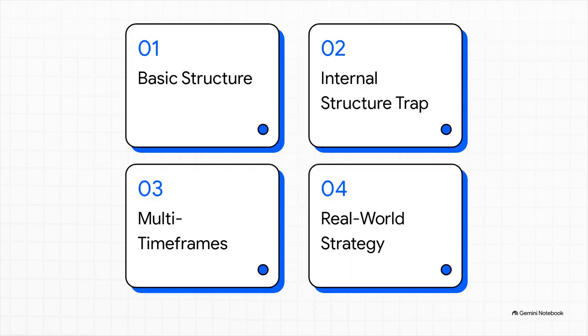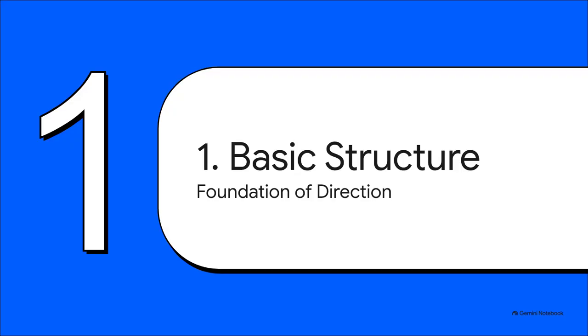To fix that, here's exactly what we're covering in this explainer. Basic market structure, the internal structure illusion, multi-dimensional timeframes, and finally, a real-world trade strategy. All right, kicking things off with Section 1, Basic Market Structure, the foundation of direction.